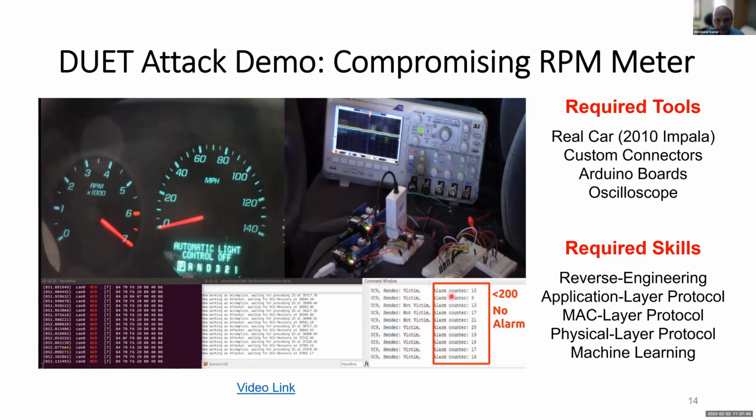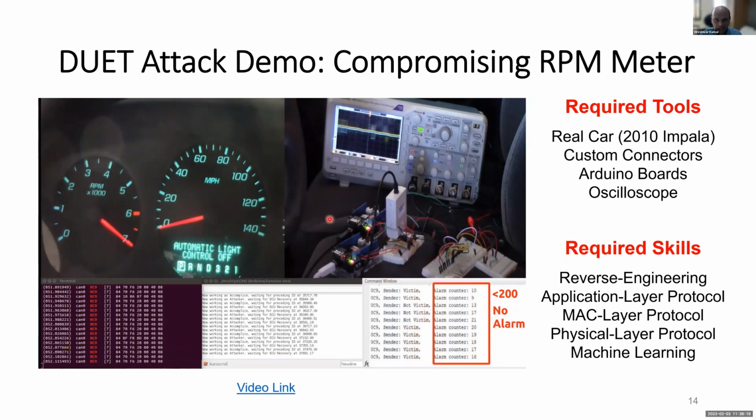And then this intrusion detection system is running some counter, and if that counter goes above some threshold, which in this case was 200, then it would have raised an alarm that an attack is being launched on the vehicle. But we made sure that the counter being utilized in this intrusion detection system remained very small, and therefore no alarm was generated as a result of this attack.